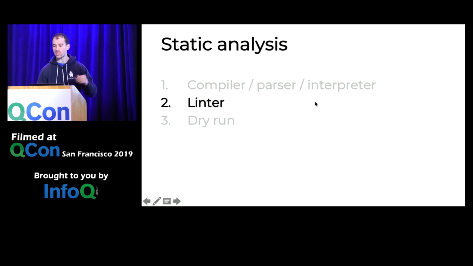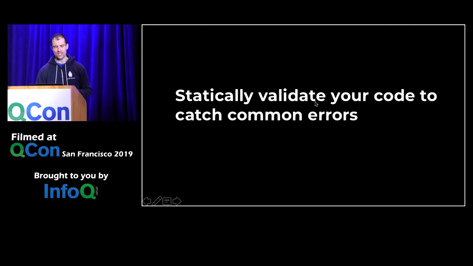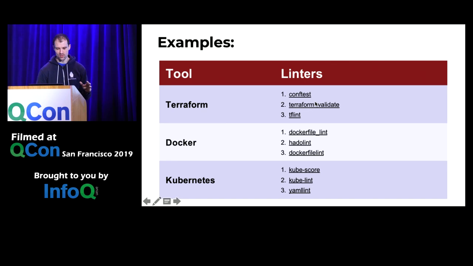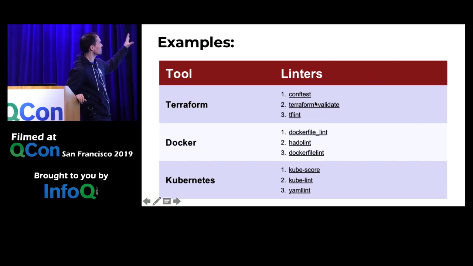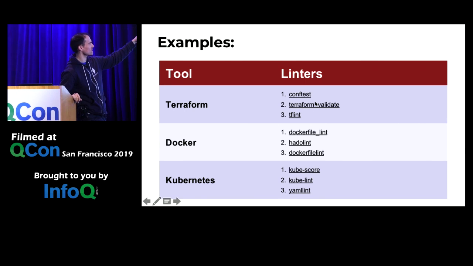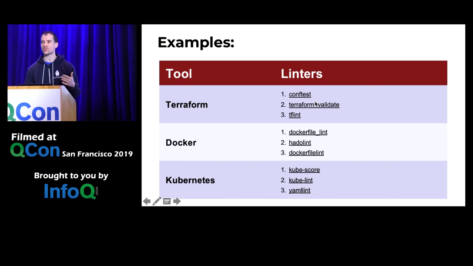All right, moving one level up from that, you want to catch not just syntactic issues, but also common mistakes. So there's a whole series of these tools. By the way, these slides will be available after the talk, so don't worry about all these links. It should be easy for you to grab. So for Terraform, there's conftest, which actually works with more than just Terraform, terraform validate, tflint, et cetera. A whole bunch of these tools that will read your code, statically analyze it, and try to catch common errors.